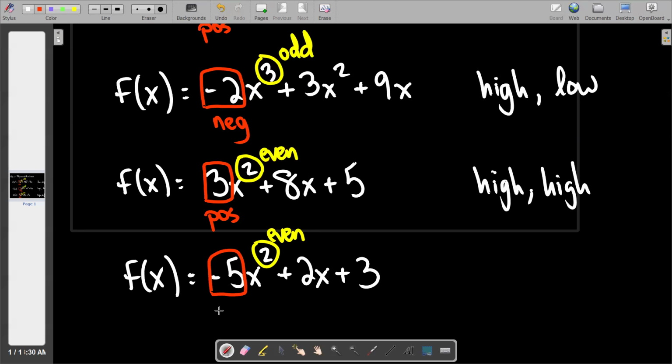And what does he tell us? Because he's negative, they're both going to be low. So they're going to go low, low. So what that does is it opens up one part of graphing for us.